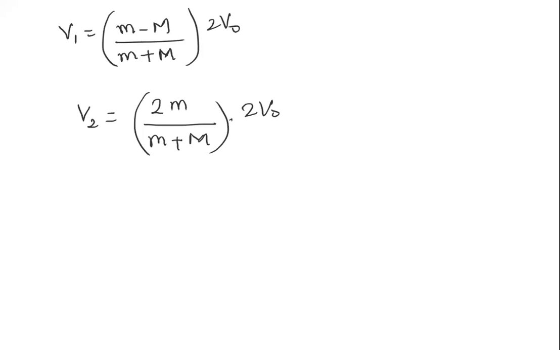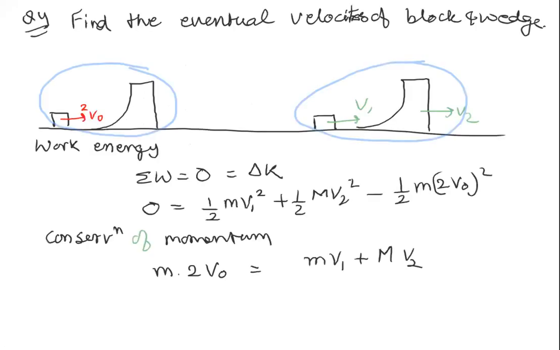See, the result is coming to us naturally. If small m is greater than capital M, then it is guaranteed that this will happen. And if small m is less than capital M, which generally is the case, then it is guaranteed that the eventual velocity of this block will be in this direction.